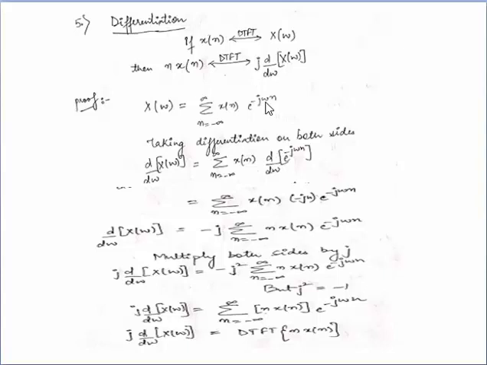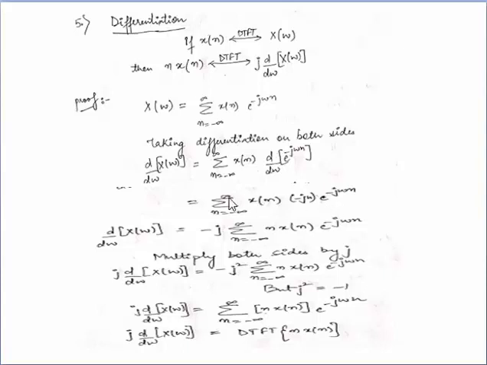X of omega is equal to summation n tends to minus infinity to infinity x of n e raised to power minus j omega n. Now taking differentiation on both sides with respect to omega, so d by d omega X of omega is equal to summation n tends to minus infinity to infinity x of n d by d omega of e raised to power minus j omega n. So x of n is constant with respect to omega, so we have to just take the derivative of e raised to power minus j omega n. So it becomes summation n tends to minus infinity to infinity x of n into minus j n e raised to power minus j omega n.